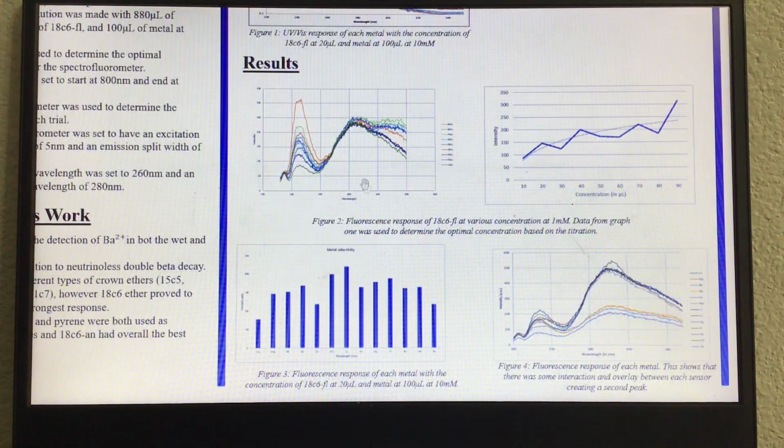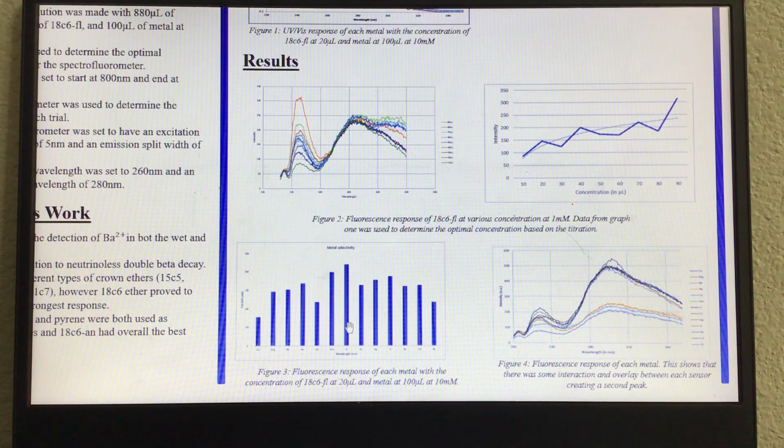So for our results, here are the different concentrations in which we tested our fluorophore on its own, and with that we were able to get the data needed to create this graph. This graph just gives us an idea of the optimal concentration that we need for our metal samples. What we're looking for is the concentration with the steepest peak. And the reason why we didn't use 10 is because 10 had a very low reading, so we went to the next best thing, and that was 20 microliters.